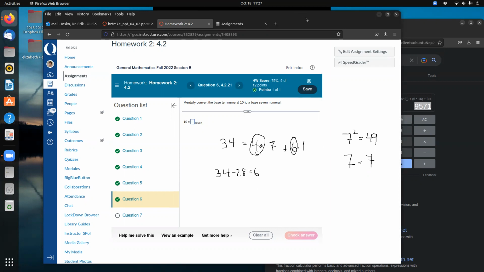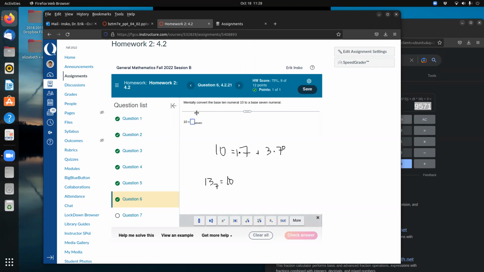Let me clear my annotations. Okay. So 10 base 7, well, 10 can be written as 1 times 7, and then there'd be a remainder of 3, so that'd be 3 times 7 to the 0. So that would be 13. So 13 base 7 is the same as 10. So let's plug that in there. Okay.